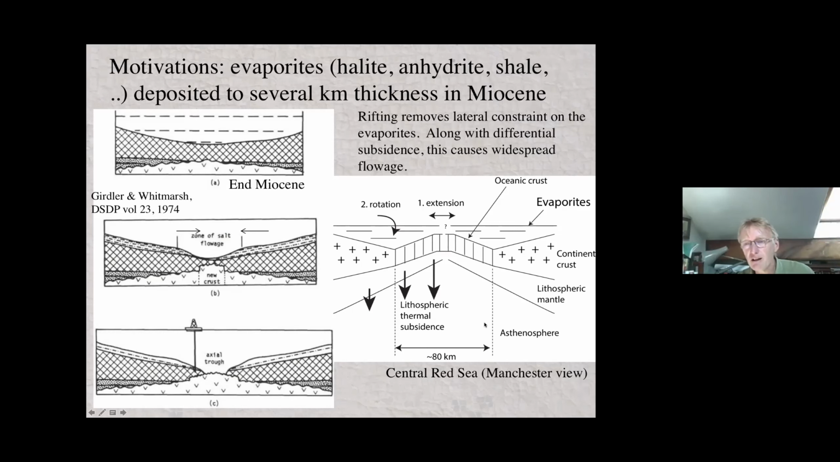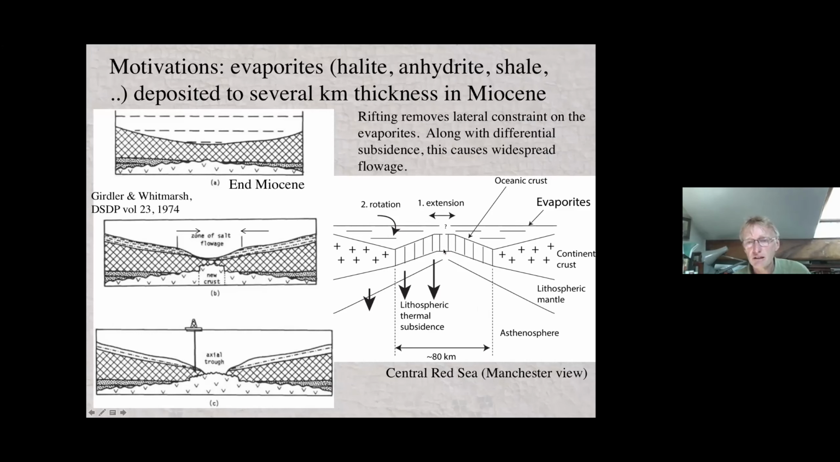This is kind of giving away our story a bit, but this is the structure we anticipate for the central Red Sea at the end of the Miocene, with oceanic crust in the center and stretched continental crust towards the coast. The evaporites will have lain at a much higher level.